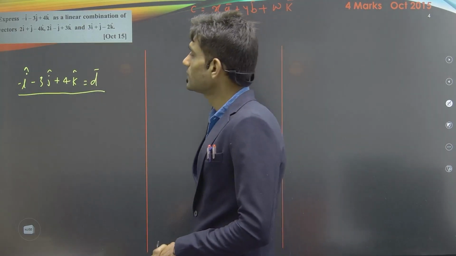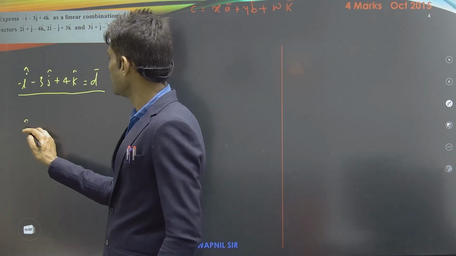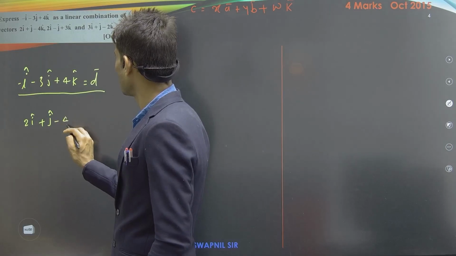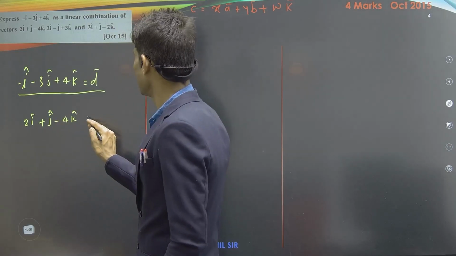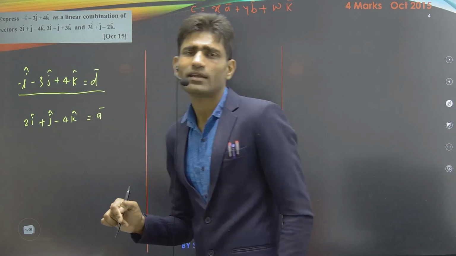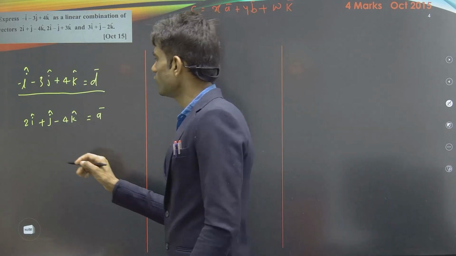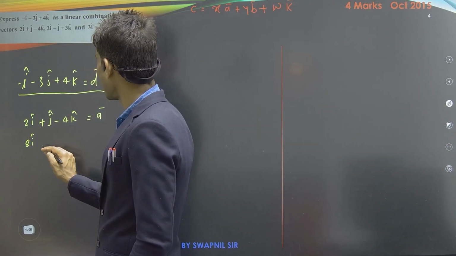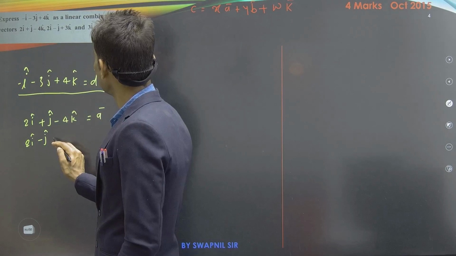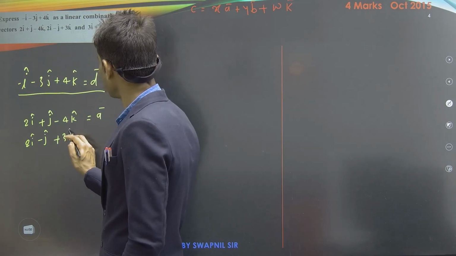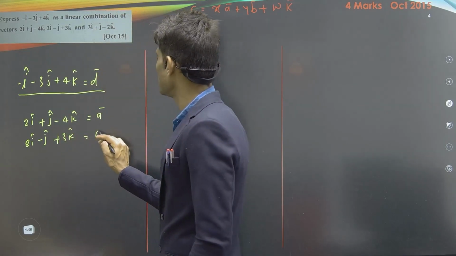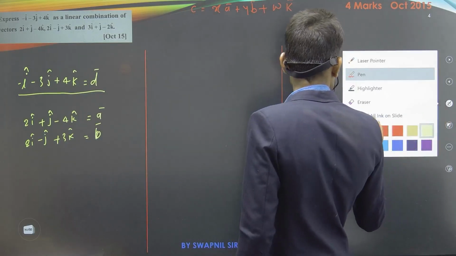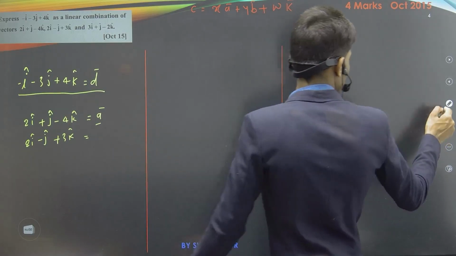Similarly, go for the next. We have been given 2 times i cap plus j cap minus 4k cap. This one is our first position vector. I consider it as a bar. Let's go for the second position vector: 2 times i cap minus j cap plus 3 times k cap. I consider this second position vector as b bar.